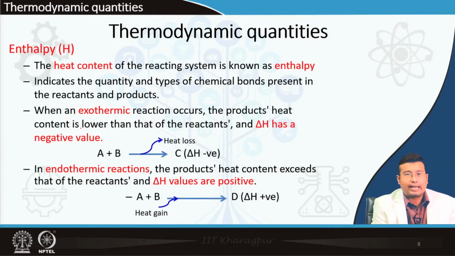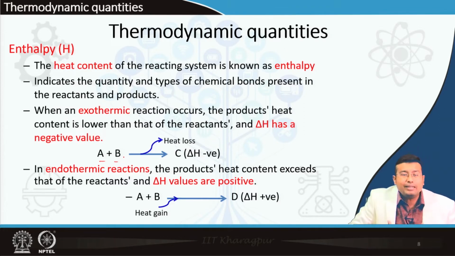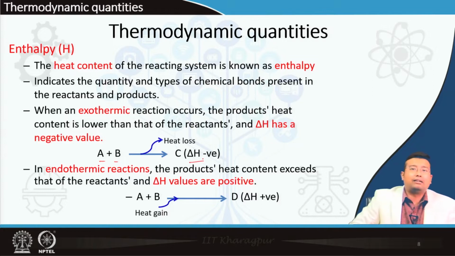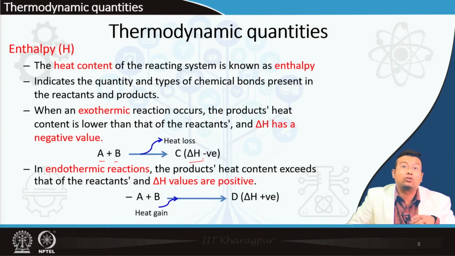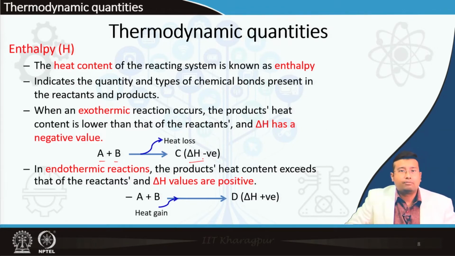So imagine a reaction where A plus B is reacting to form C, and ultimately the system is becoming hot. It means we are losing heat. This reaction is losing H, or heat, and it is denoted by delta H being negative, and this is known as an exothermic reaction. Any reaction that becomes hot, where the temperature increases while the reaction proceeds, is known as an exothermic reaction. The change in delta H is negative, right?